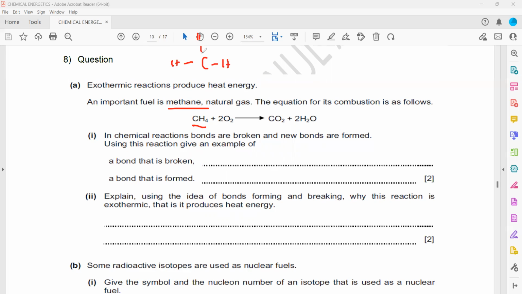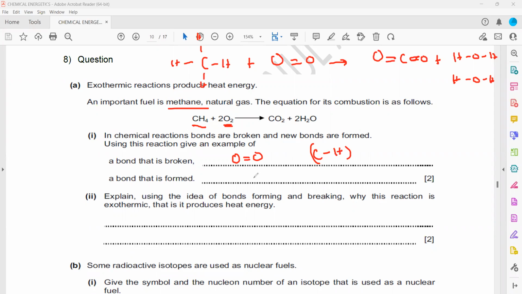So there is carbon bonded with 4 hydrogen, and there is the oxygen-oxygen double bond. And the product side, we have carbon dioxide plus water. So you can write any of them. Because bond breaking side is the reactant, you can mention oxygen-oxygen double bond is broken, or you can also mention CH bond is broken. The bonds which are formed, that is oxygen and carbon double bond, or hydrogen and oxygen single bond, or OH bond.